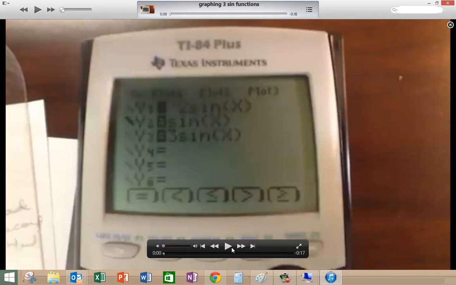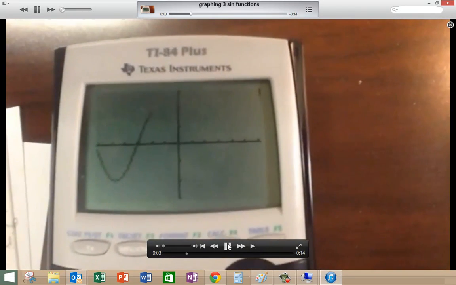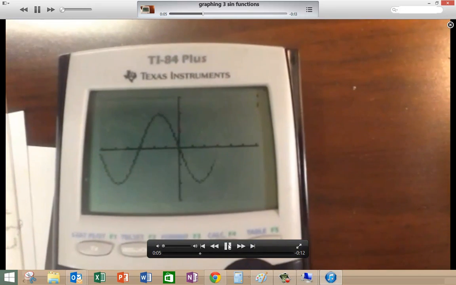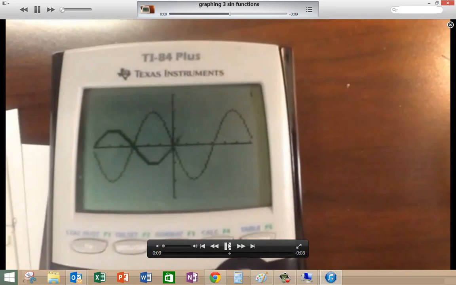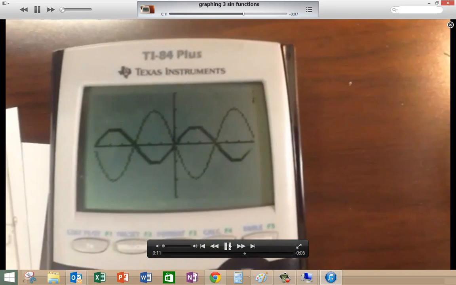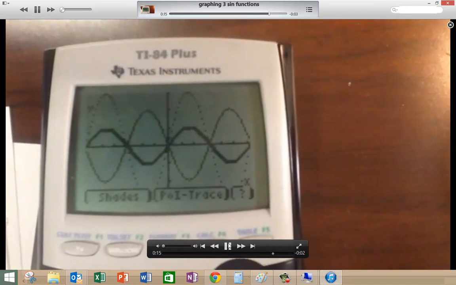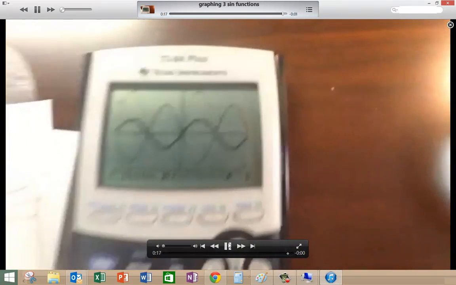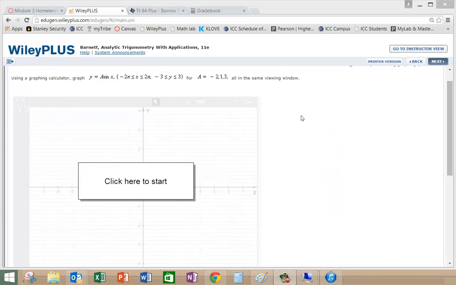So then when I click the graph button, you will see the negative 2 come first. So here's the negative 2 sine x. Then in a bolder, you'll have the sine x. And then in the dotted, the 3 sine x. So you could do them one at a time and then graph each of them, or do them all together as you saw them there, either one.